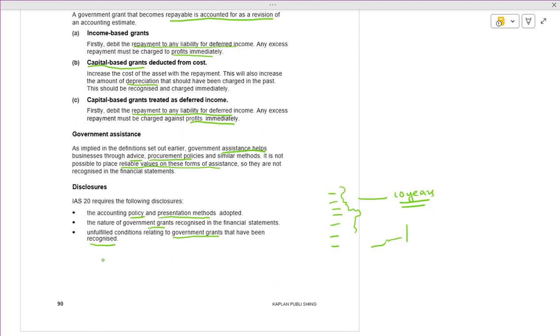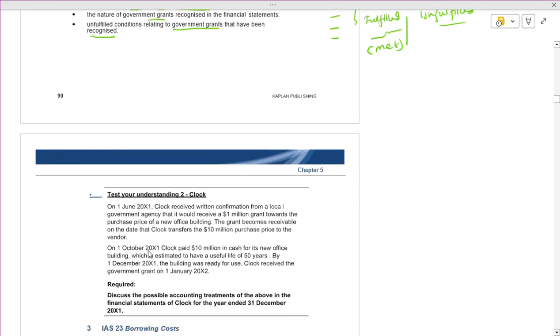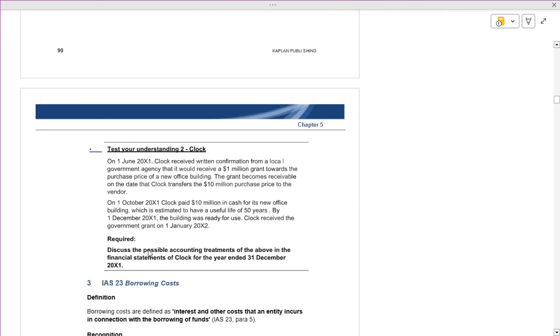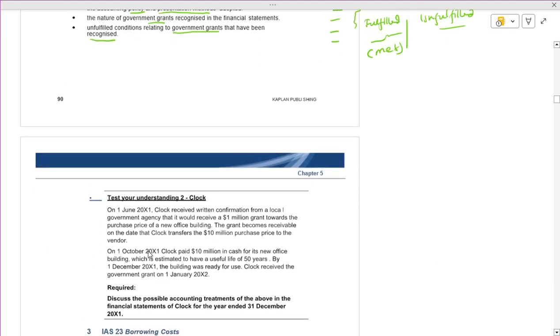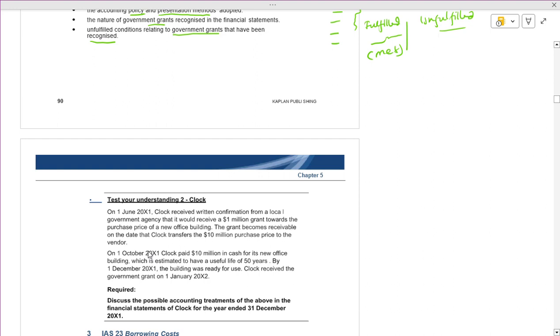Which conditions have been fulfilled, or met, and which conditions have been unfulfilled? Be very transparent in terms of the government grants. Okay, we'll cover this and we'll stop. We'll take this and make it a point.